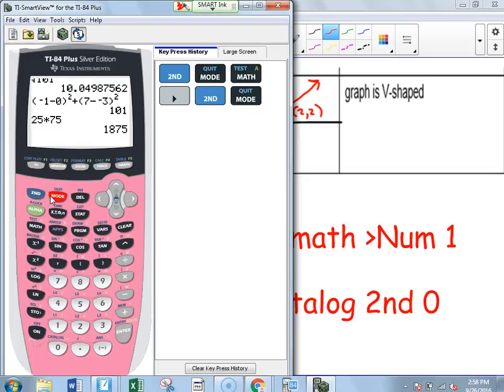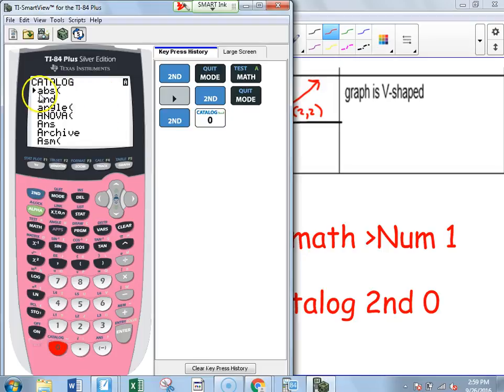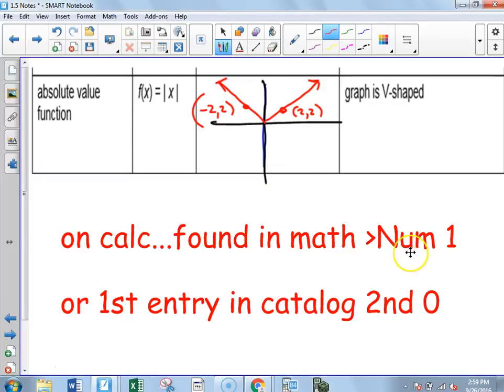And just to be honest with you, when I'm graphing an absolute value function, I don't usually use that because it is the very first item in the catalog alphabetically. So I just go second 0, and then absolute value is the very first thing that pops up, okay? But if I wanted to use that greatest integer function, I'd have to scroll all the way down to the i's. So those were under math, arrow to the right, the number menu, or the absolute value one is also the first thing in the catalog. So far, so good?